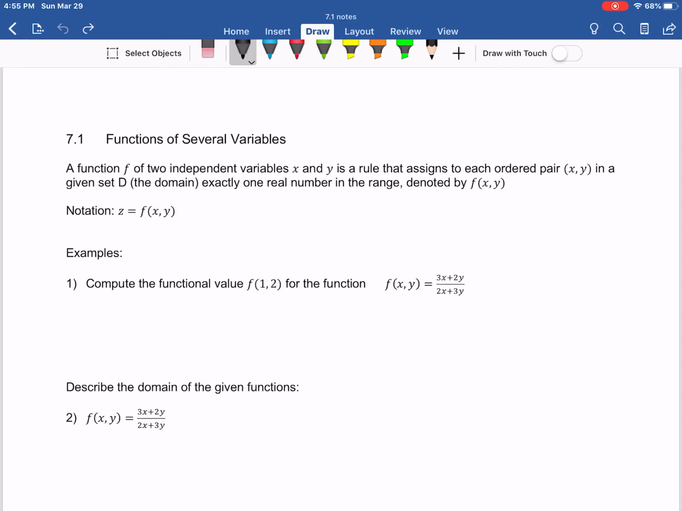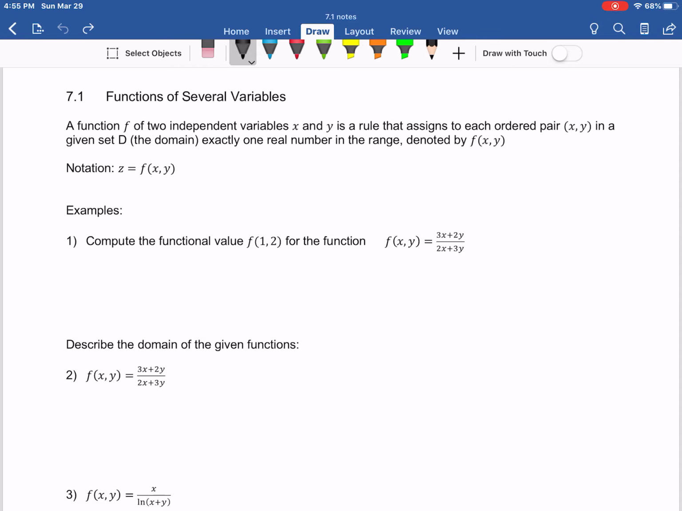Okay, section 7.1, we're talking about functions with several variables. Up until now, we've only worked with functions in two variables, x and y usually. Those are all going to be graphed in the two-dimensional space. That's why you have an x-axis and a y-axis. So now we're going to add in a third dimension, a third variable.